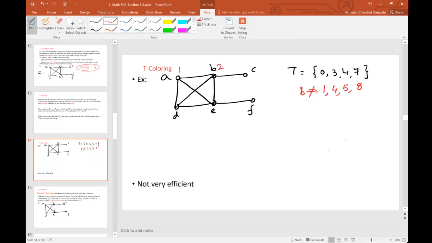So maybe I'll assign 2 here. Once I assign 2 to B, I cannot give channel C 2 plus 0, which is 2, 2 plus 3 as 5, 2 plus 4 as 6, or 2 plus 7 as 11. So I cannot give these numbers to C. So you give a number to each and every transmitter, so that they are not only different numbers, but they also do not differ by certain values.